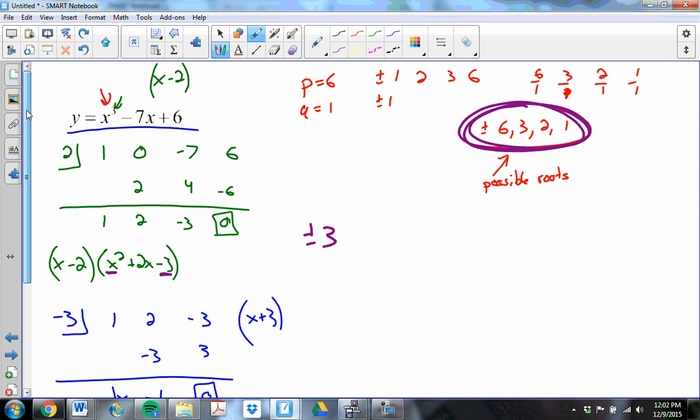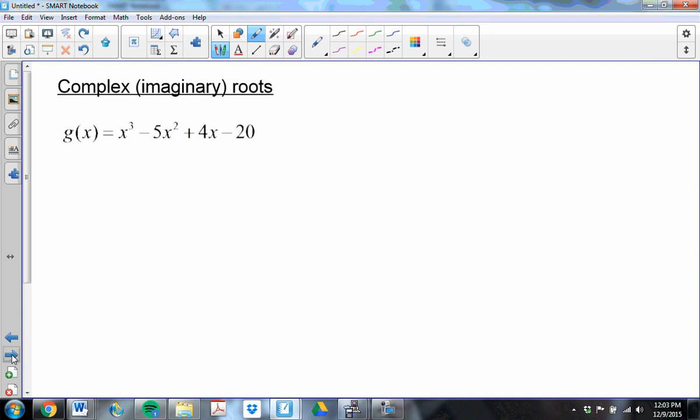I looked and realized that 6 was way too big to try and plug in, so I tried 2 first, because 2 seemed reasonable. The fact that it was +2 and not -2 was nice, because it could have been a -2. And there you go. So this one's going to have imaginary roots.